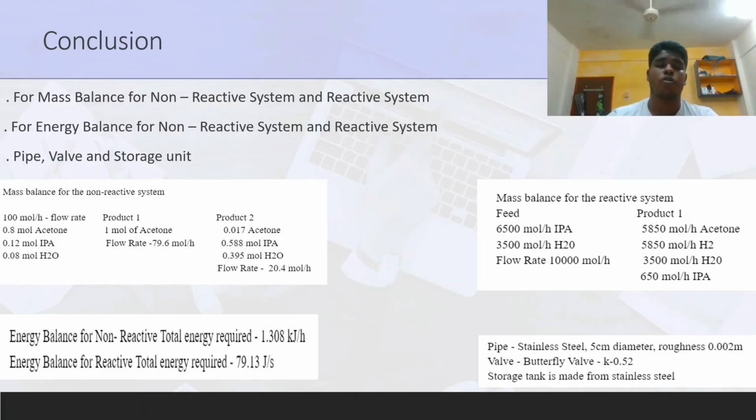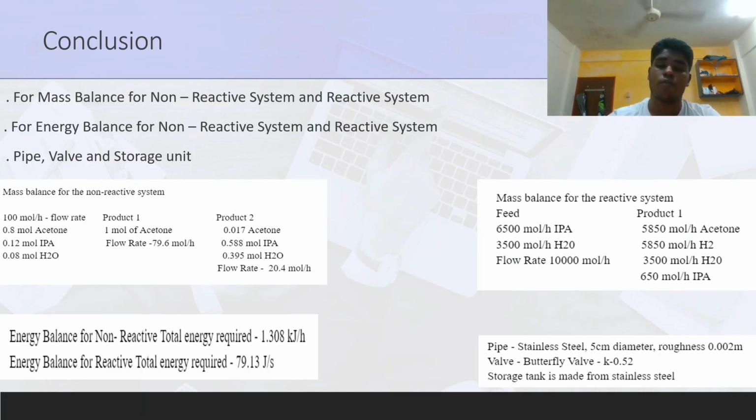My name is Karen. I'll be talking about the conclusion. Firstly, I'll be talking about the mass balance for the non-reactive system, which is the distillation column. The first product is 1 mole fraction of acetone, and the flow rate is 79.6 moles per hour. The second product is 0.017 acetone, 0.588 IPA, 0.395 H2O, and the flow rate is 20.4 moles per hour.